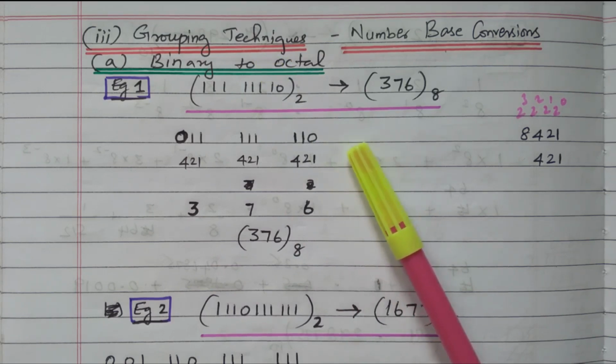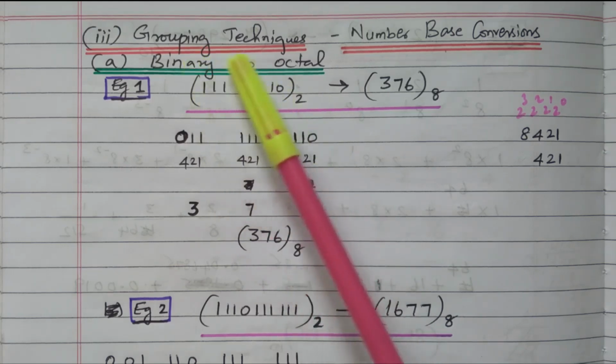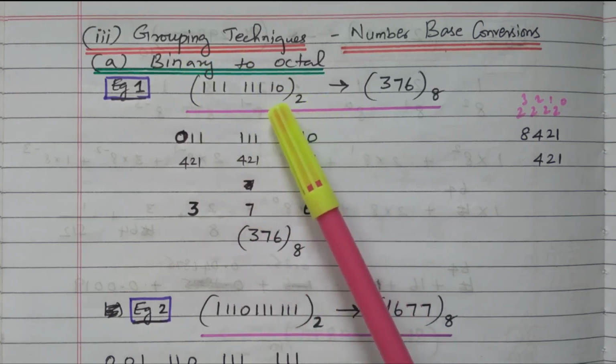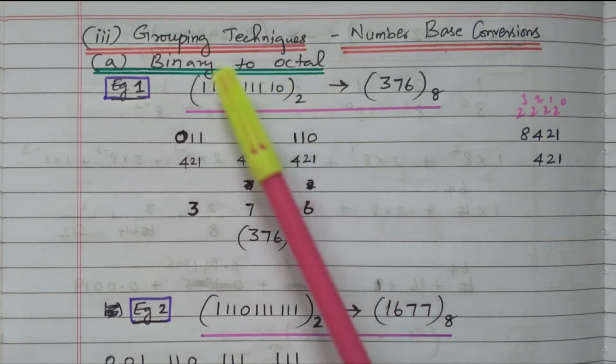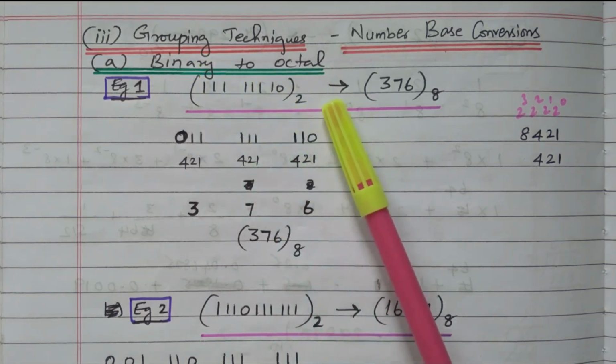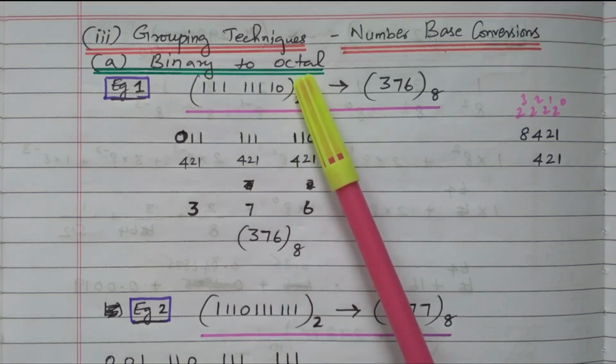Now we'll go to the topic binary to octal. Why are we calling it a grouping technique? We need to group the given digits, 3 digits or 4 digits. In case of octal, the binary number is grouped into 3 digits. In case of hexadecimal, the given binary number is grouped into 4 digits. That's why it is called a grouping technique. The conversion videos are available consecutively. In this video, we'll see binary to octal.